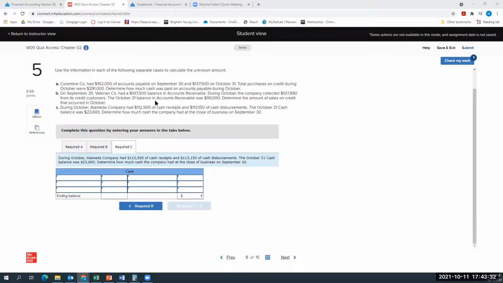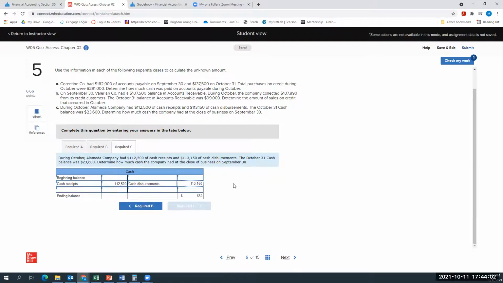So now it wants us to figure out the beginning balance. I don't know what my beginning balance is, but I do know that I had cash receipts of 112,500, and I had 113,150 of cash disbursements. And so I need to know how much we had here.